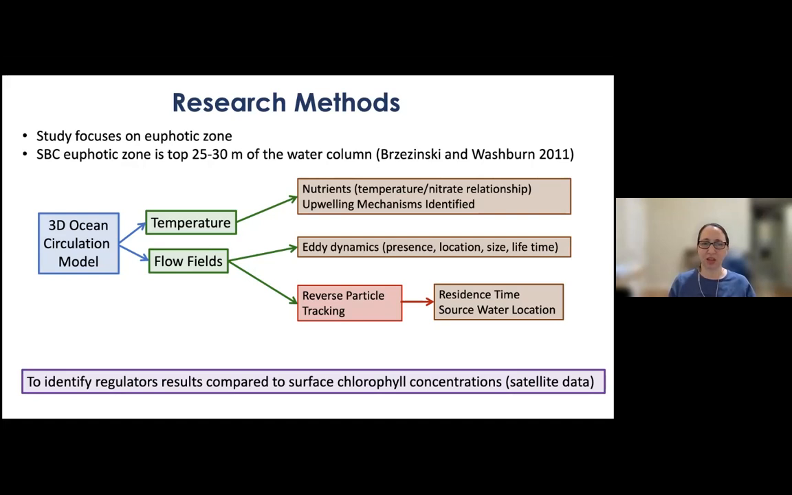And then to identify regulators, these results are compared in a bunch of different ways to surface chlorophyll concentrations. And those come from satellite data that I got from Maddie, I think Kahu's group at UC San Diego.